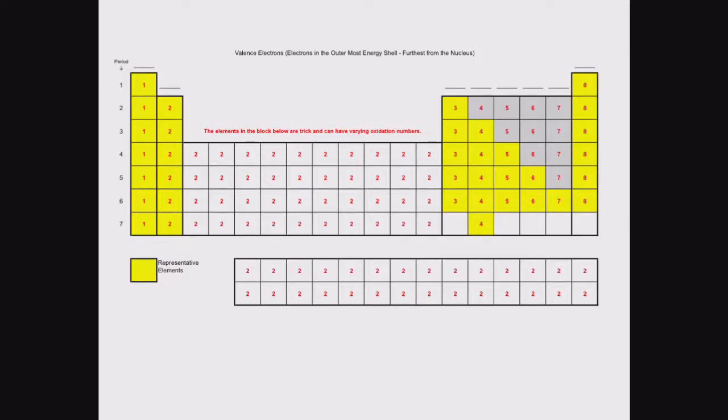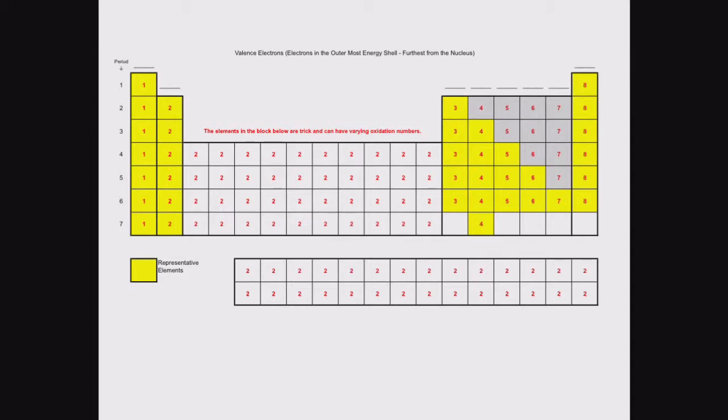Okay. Ladies and gentlemen, this is the sheet that you have in front of you. It's a version of the periodic table, similar to the one we have up here in the classroom. And on this periodic table are numbers. These numbers are the number of electrons that are on the outside of that particular atom.